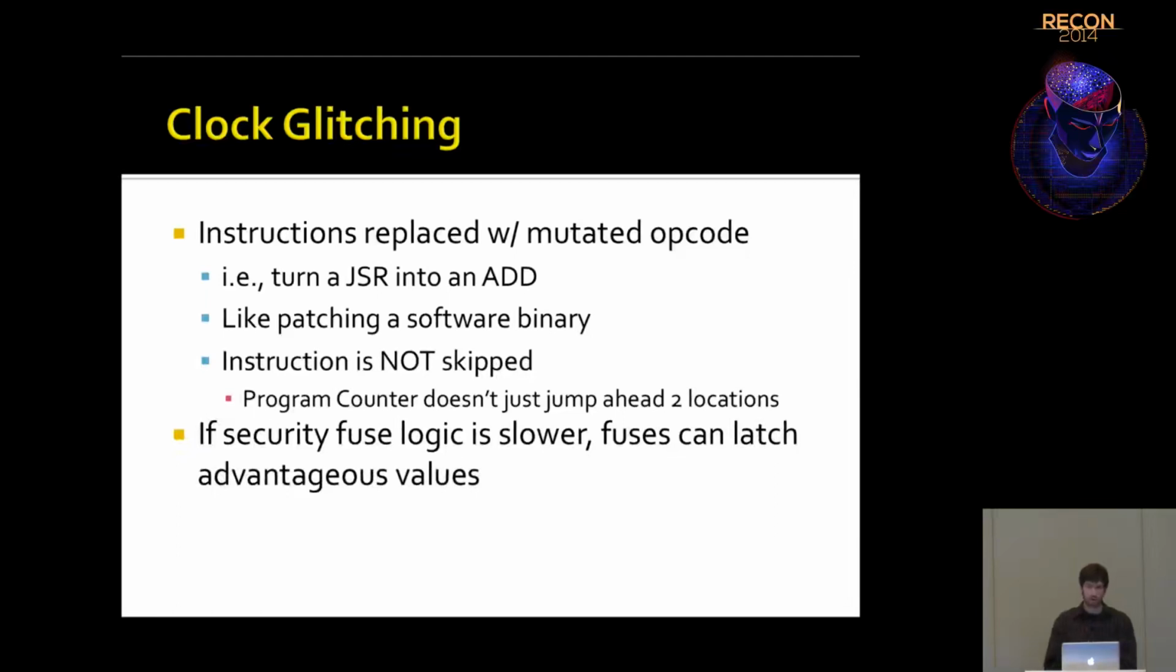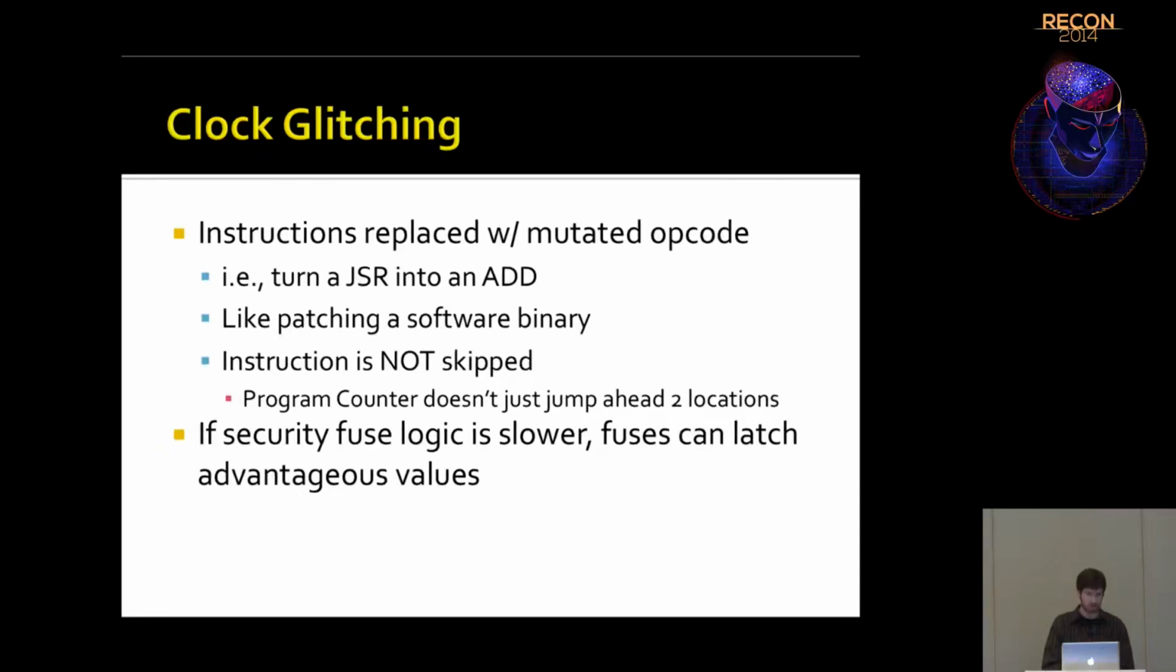So this is what I was saying, where you want to turn a JSR into an add, and it's like patching a software binary, but the instruction is not technically skipped. Effectively, it feels like it is, but it's mutated or replaced, not skipped. Like, it'll turn into something else. The program counter doesn't just magically skip ahead 2 locations, let's say, and you skip the instruction. It still clocks in those next 2 locations, but that instruction is turned into something harmless or advantageous.